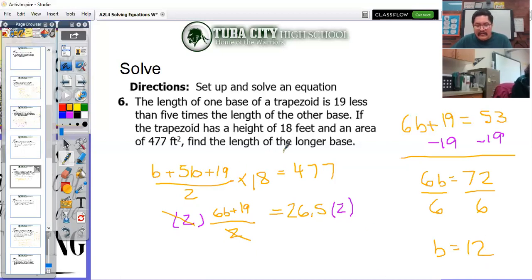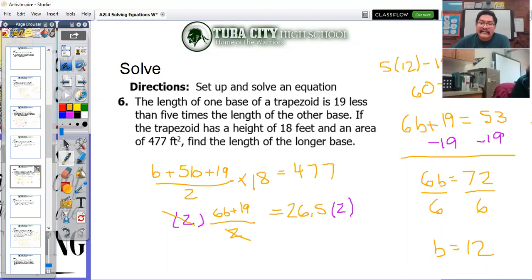Because if one is 12, I have to plug that back into the other one. So the length of one side is 19 less than 5 times the length of the other one. So take 5, and we use this one here. So 5 times 12, add 19. So 5 times 12, wait, hold on, is 19 less. Oh, so we got a less in it. So that means minus. 5 times 12 is 60 minus 19, which is 41.